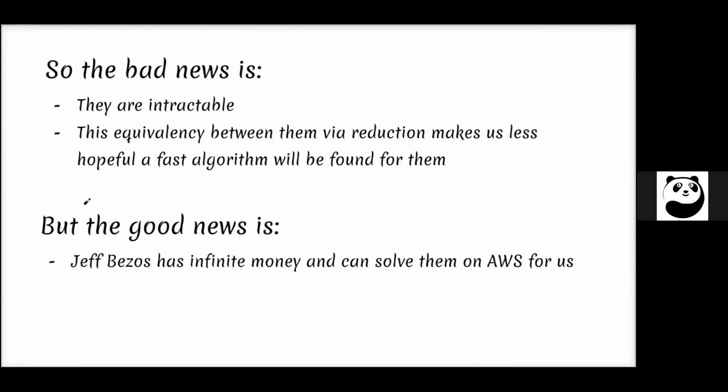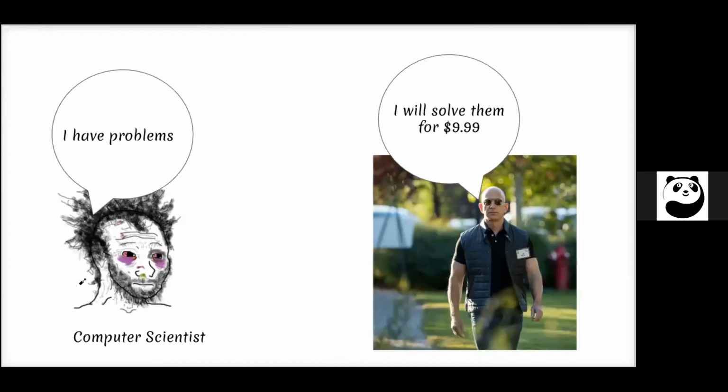And indeed there is. But here's the good news. We do have AWS, and we also have Solana, of course, which is more powerful than AWS, which we can use to solve our problems in practice. So what's the big deal that these problems are intractable? Jeff Bezos has infinite money, and he's happy to lend us some compute in AWS. So this is a computer scientist, true depiction. And he says, I have problems. And Jeff Bezos says, I will solve them for you for $9.99. Just throw them at me, no problem.